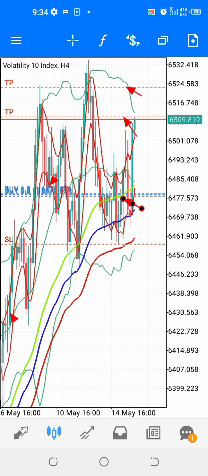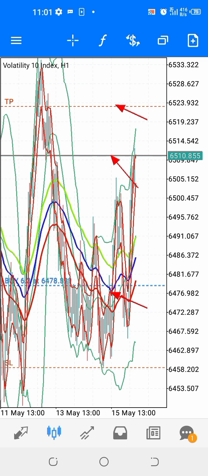I'm going to pause this trade right now. I'm going to pause this recording right now, and I'll be back in a bit to further show you the progress of this trade accordingly. All right, fellow forex traders and forex trading enthusiasts, this is the progress of the trade.